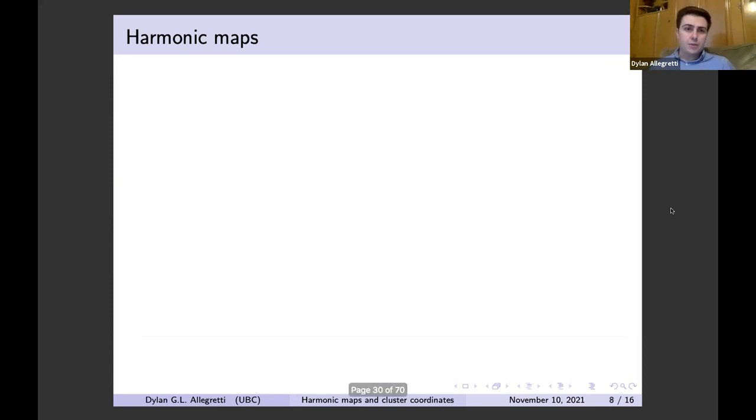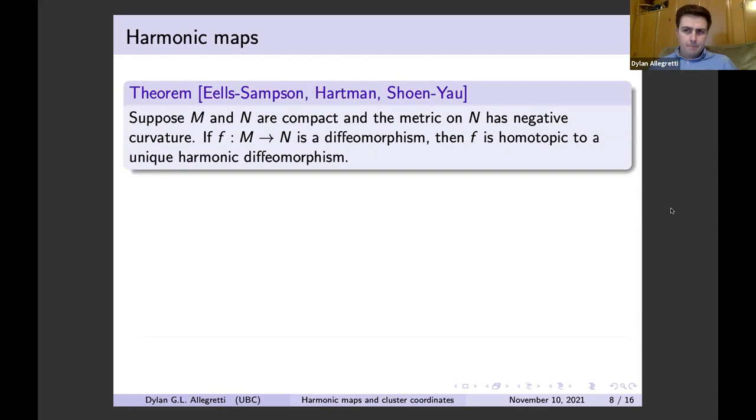And fortunately, due to the work of a number of people, we have this theorem here, which says if M and N are some compact Riemann surfaces, and the metric on the target has negative curvature, then any diffeomorphism is homotopic to a unique harmonic diffeomorphism. So you have existence and uniqueness of a harmonic map, and you have that it's a diffeomorphism, and such a thing exists in the homotopy class of any diffeomorphism between compact Riemann surfaces, provided the target has negative curvature.